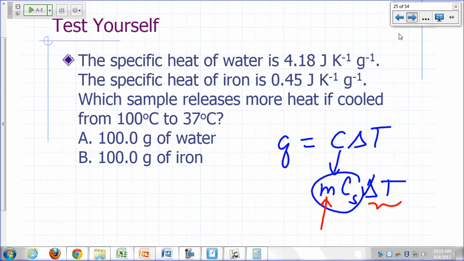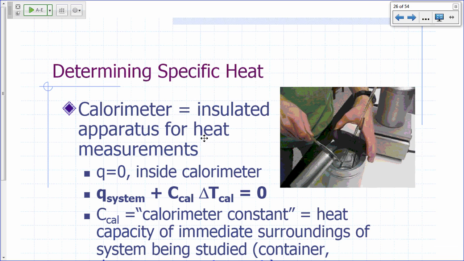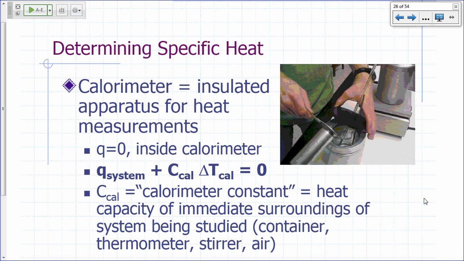Very good. How do you determine specific heat? What you can do is mix something hot and something cold in an insulated container called a calorimeter. So here's a picture of a calorimeter. This is an experiment where you put water inside. And in here you have your sample, like maybe a piece of metal, at a different temperature. You mix the two.